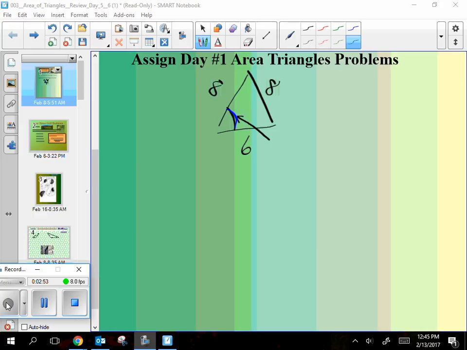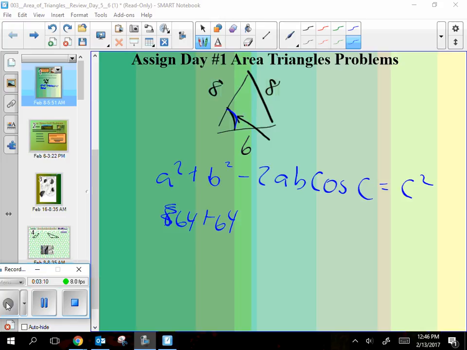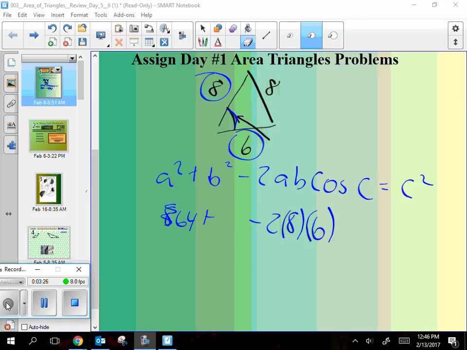Okay, so first up, a squared plus b squared minus 2ab. And let me think, is this the law of cosines? Because then I should use cosine C equals c squared. And now I'm going to put in all the numbers. 8 squared is 64 plus 64 minus 2AB, which is, I'm going to use 8 and 6 for A and B. Okay, so that's 8 and 6. And I did something wrong already. Yeah, A and B are 8 and 6, so this will be 36. There we go. And then cosine C equals c squared.